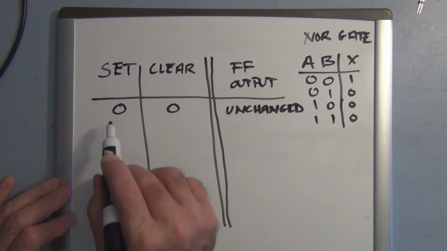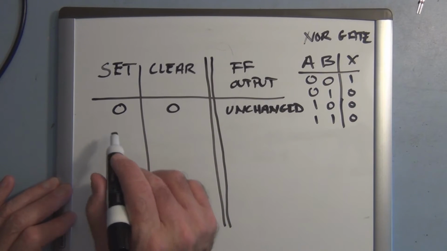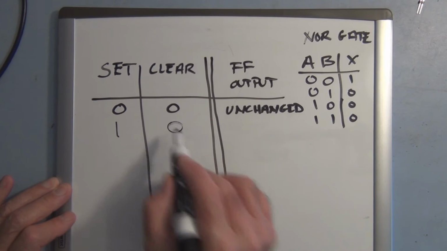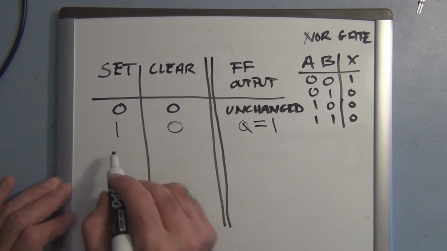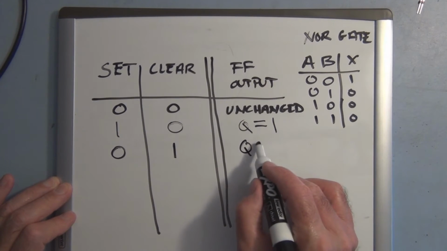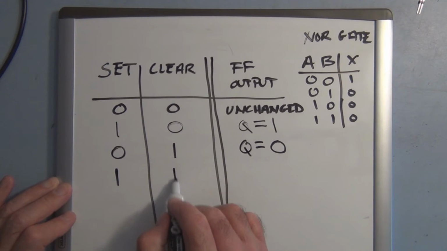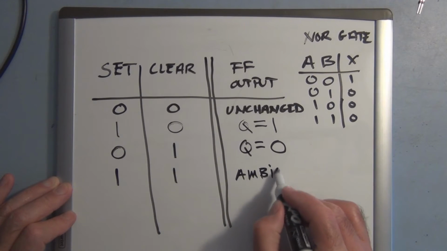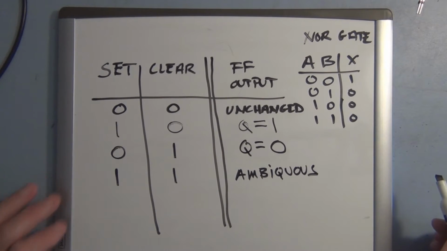If we want to set the Q, the normal output, to a value, it responds to a high level. So we have a high on the set with a 0 on the clear. That will cause Q to equal 1. If we have a 0 on the set and a 1 on the clear, that'll cause Q to equal 0. And if we have a 1 on the set and a 1 on the clear, the output will be ambiguous. And I'll explain that in a second also.